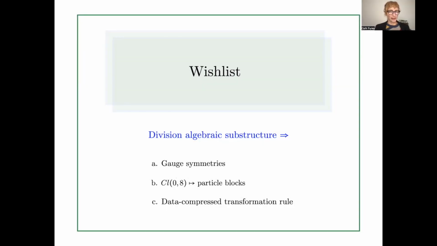Okay, now that we've got these Lie algebras and Jordan algebras in hand, we would like to go after the last two items in our wish list. Namely, do the standard model representations fit into the octonionic Peirce blocks? And can we find a simple action to make this happen?